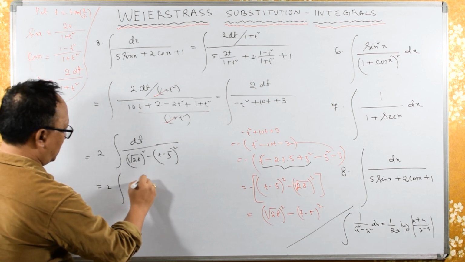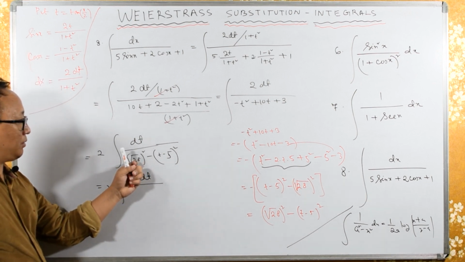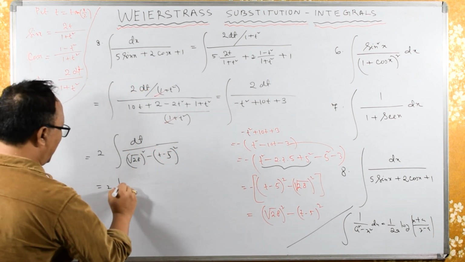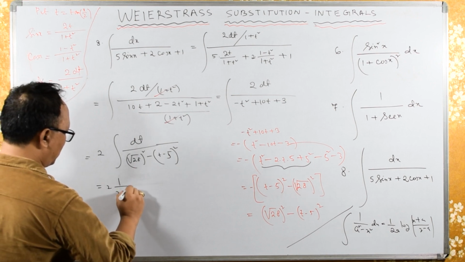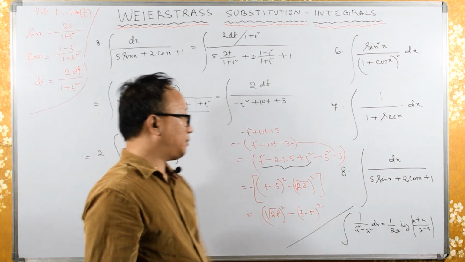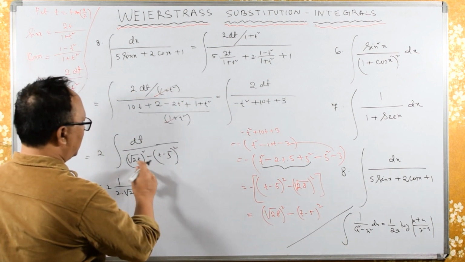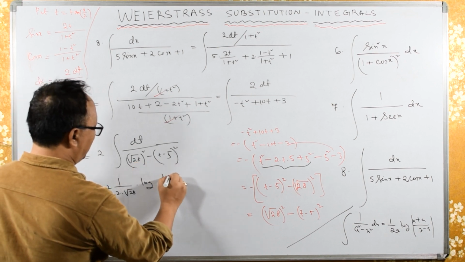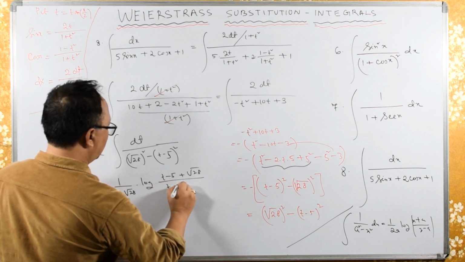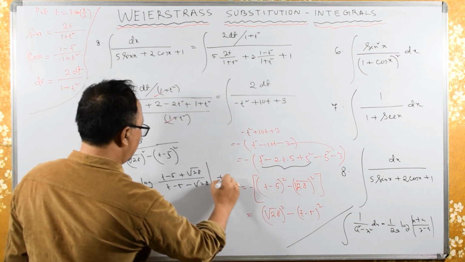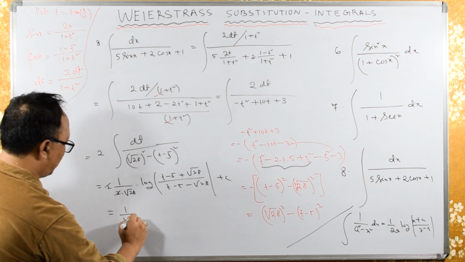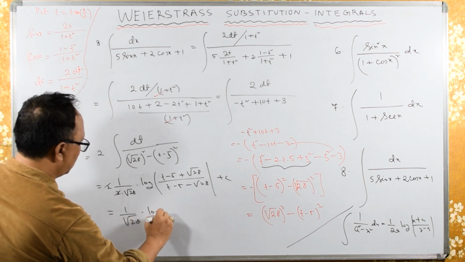Twice dt upon what is a? a is what? Square root of 28. Okay. 1 by twice a. Let's directly apply. 1 by 2 into a, where a is square root of 28, log of x plus a upon x minus a. You can say x plus a is what? Here t minus 5 plus root of 28 upon t minus 5 minus root of 28 plus c. Okay, 2 gets cancelled. Here 1 upon square root of 28 into log of this.